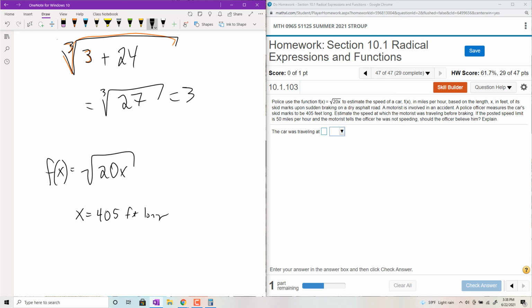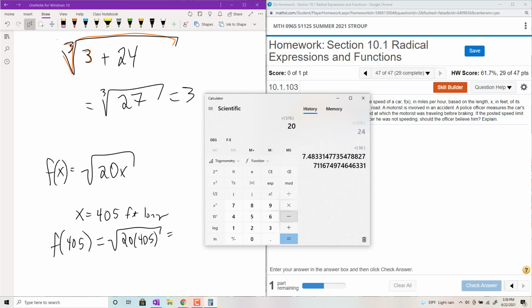If the posted speed limit is 50 miles per hour and the motorist tells the officer he was not speeding, should the officer believe him? Okay, so basically we're plugging 405 into this function. It should tell us the speed of this motorist. So let's take a look.